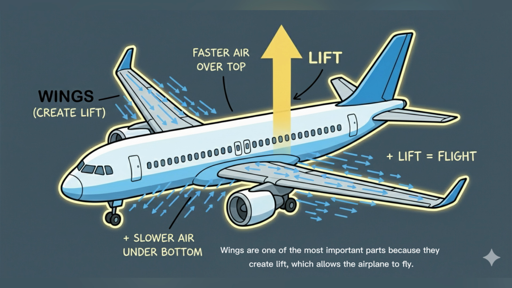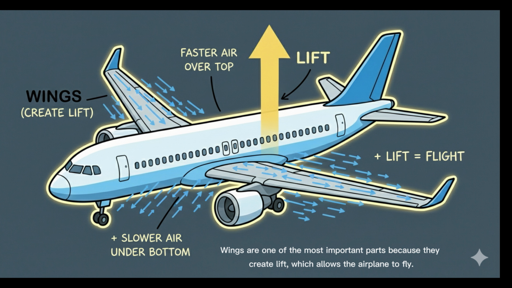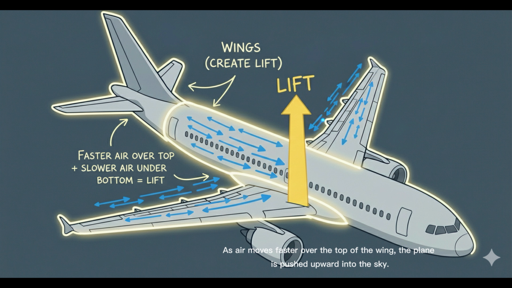Wings are one of the most important parts because they create lift, which allows the airplane to fly. As air moves faster over the top of the wing, the plane is pushed upward into the sky.